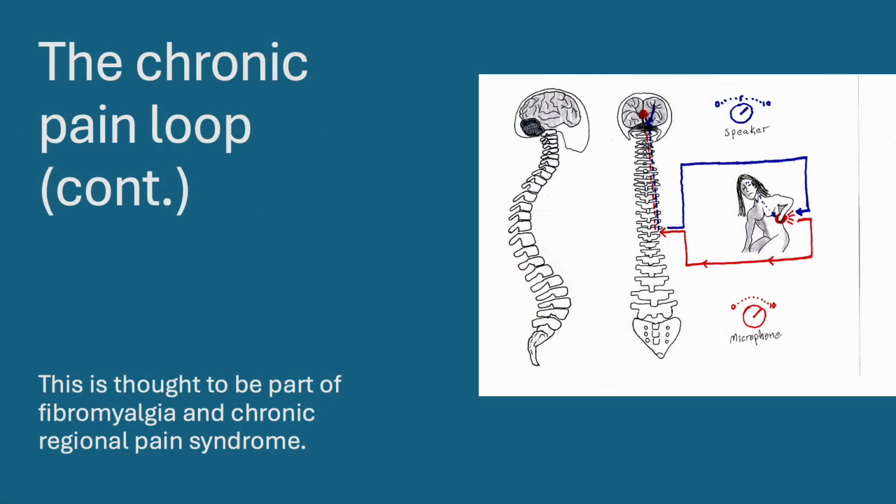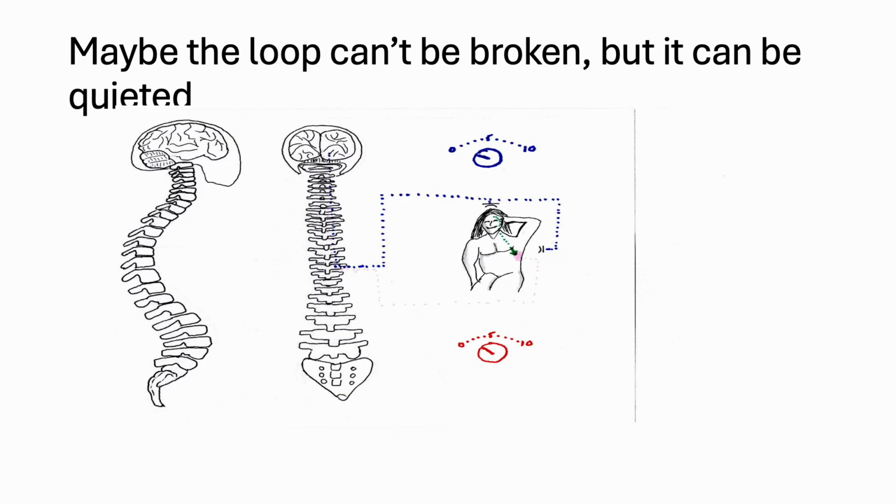Coming back to our chronic pain loop, you may have heard of or known somebody with fibromyalgia or chronic regional pain syndrome. What is thought to be going on in these two conditions is that perpetual loop has an amplifier. The body is more sensitized to the pain input. It's like the microphone was up to a 9 or a 10, and the response, the speaker, if you will, is also turned up to a 9 or a 10. Now, maybe that perpetual loop can't be broken entirely, but it can be quieted down.